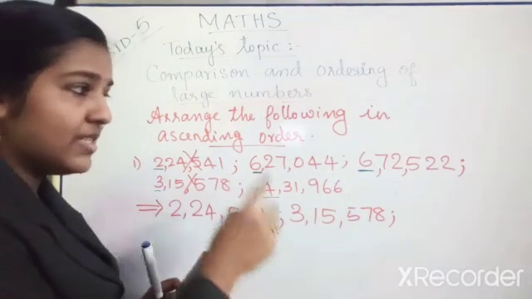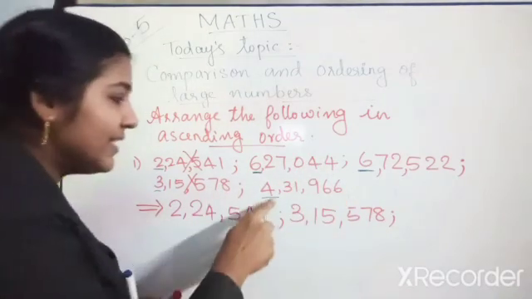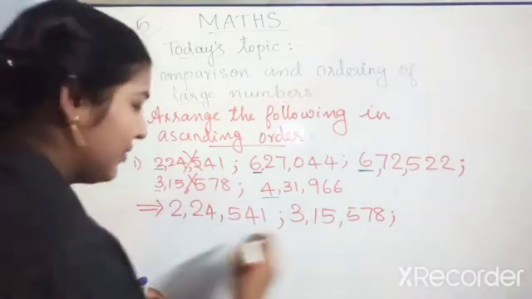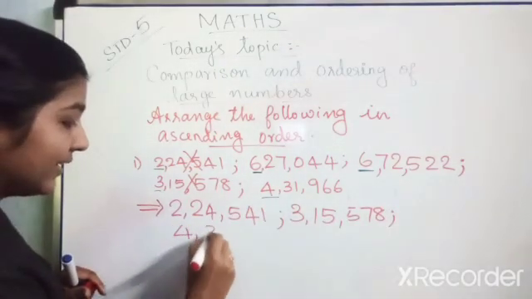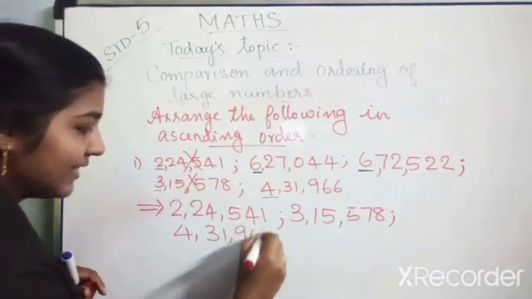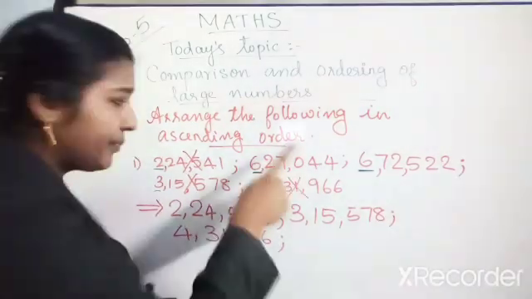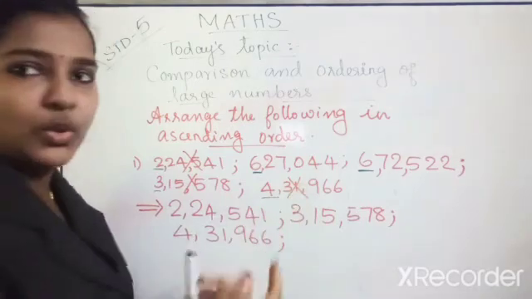The digits 6, 6, 4. Among these numbers, which is smallest? That is 4, it is smaller. So you can write 4,31,966. Okay. 6 and 6 both are the same.